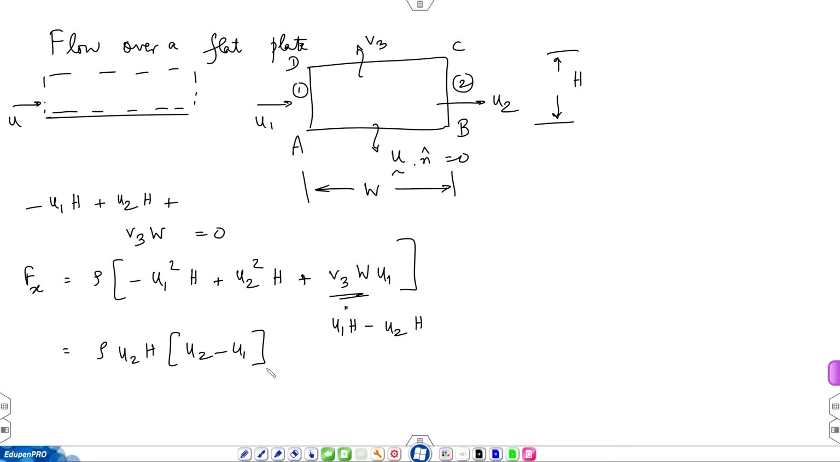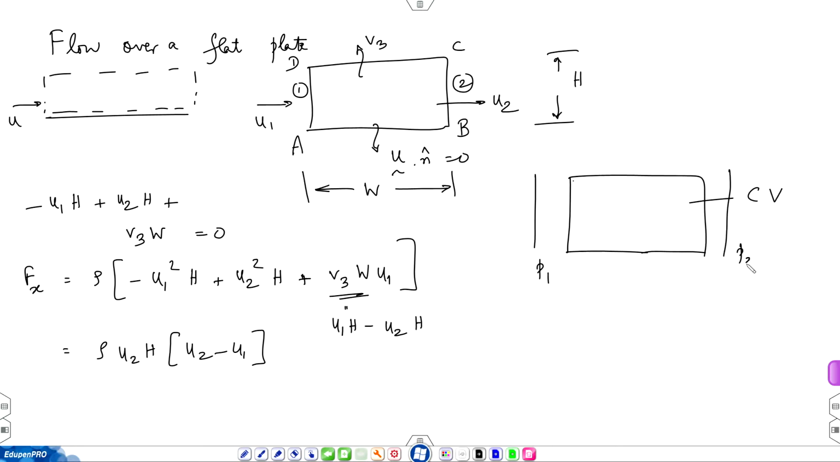Now, this f x will have, let us look at the force contributions to the control volume. So, there is P 1 here and there is P 2 here. These will contribute to the x component of the force. So, f x can be written as P 1 minus P 2 times h.